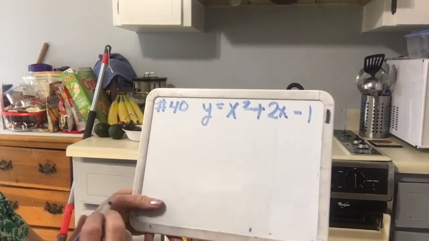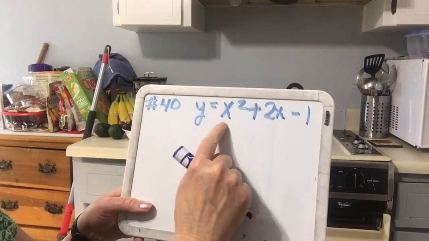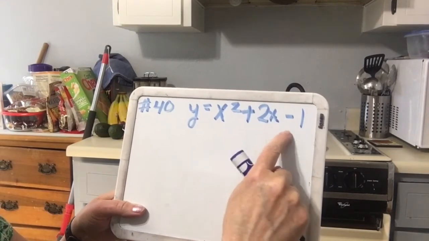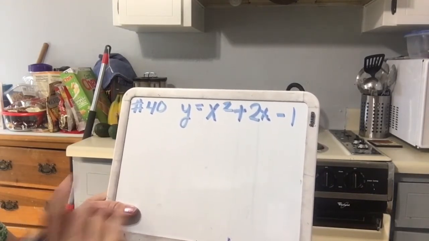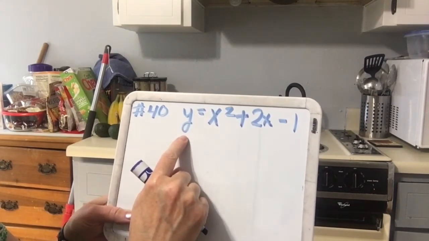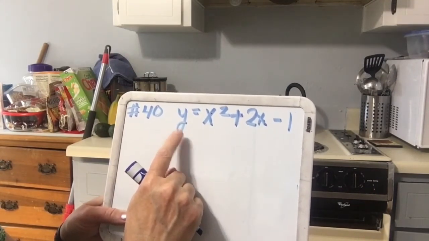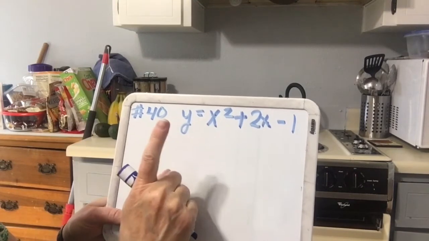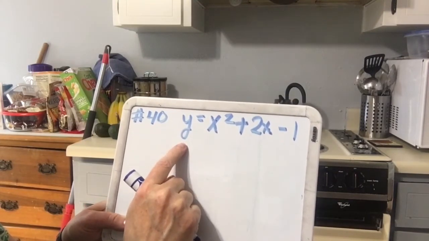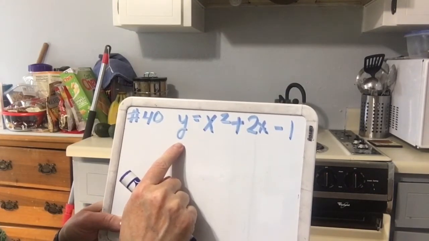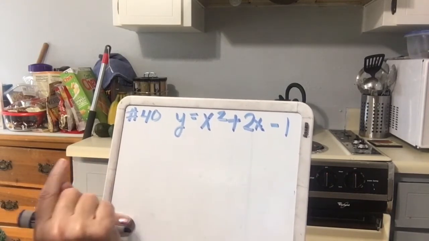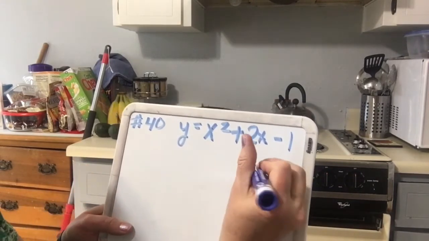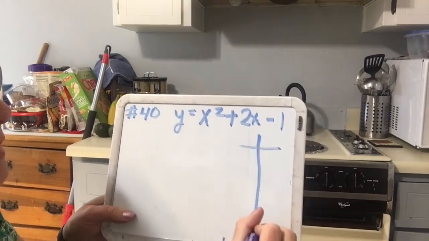Okay, so here we are with number 40. Y is x squared plus 2x minus 1, and we are to graph this equation. Okay, so we already have it solved for y, and if we were using a graphing calculator, that's the way we should do it. But on this part of the test, you will have to do one without the graphing calculator and then one with the graphing calculator. So this is the one without the graphing calculator. So what I'm going to do is make my little XY grid.